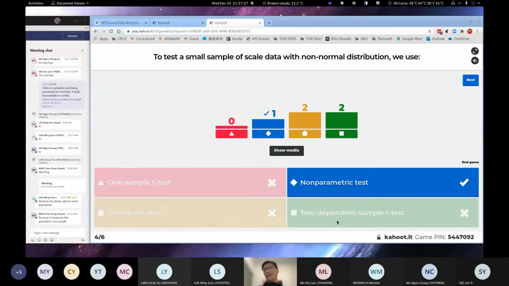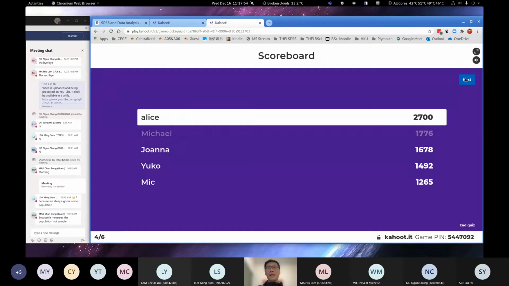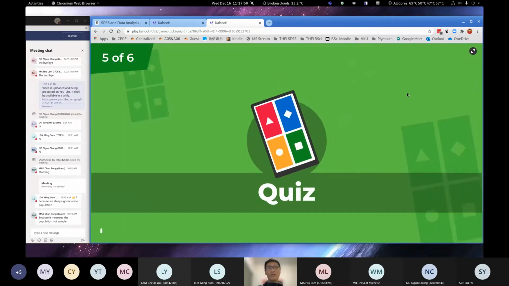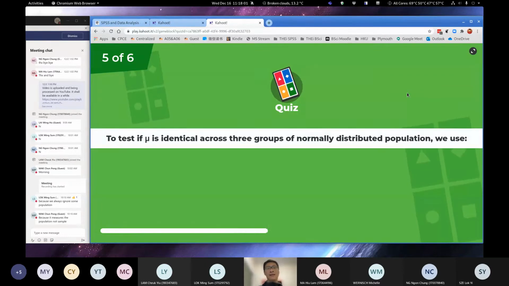And two dependent sample t-test. No matter how many samples you have, if it is not normal distribution, and if it is a small sample, then we never use the t-test, any type of t-test, because t-test depends on normal distribution. If it is not normal distribution, then t-test will not work. So the green one is not the answer. But it doesn't matter if you are not yet familiar with all these, because I will show you all these again in the demonstration.